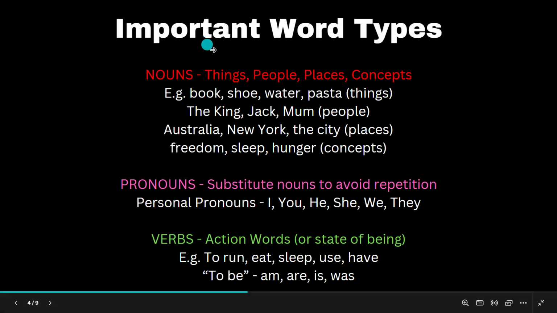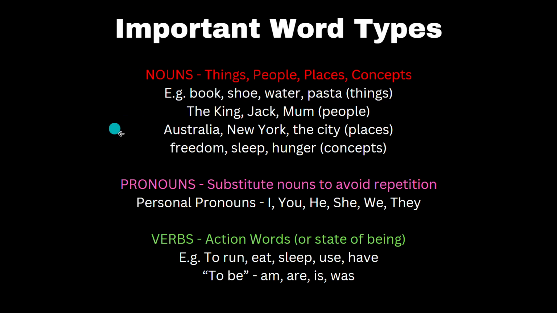It's my opinion, but I think nouns are the most important type of word. A noun is a thing, a person, a place, or a concept. It can be anything like that. I'll give you some examples because I think that's the best way to learn. Book, shoe, water, pasta are all things. Examples of people would be the king, Jack as a person's name, and mum referring to a specific person. You could also say boy, girl. Examples of places are the city, Australia, New York, and examples of concepts are freedom, sleep, hunger.